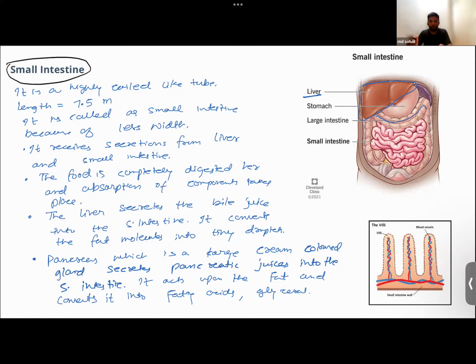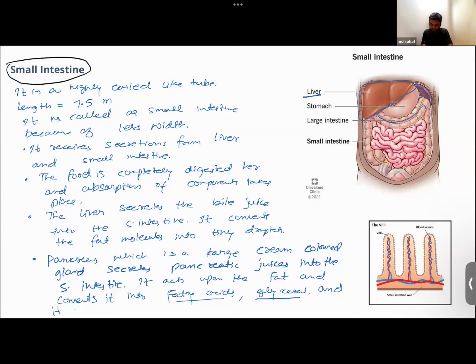Don't get confused over here. The bile juice is also acting upon the fat. This pancreatic juice is also acting upon the fat and converting it into fatty acids and glycerol. And what else does it do? It converts carbohydrates into simple sugars and proteins into simple compounds that are called amino acids.